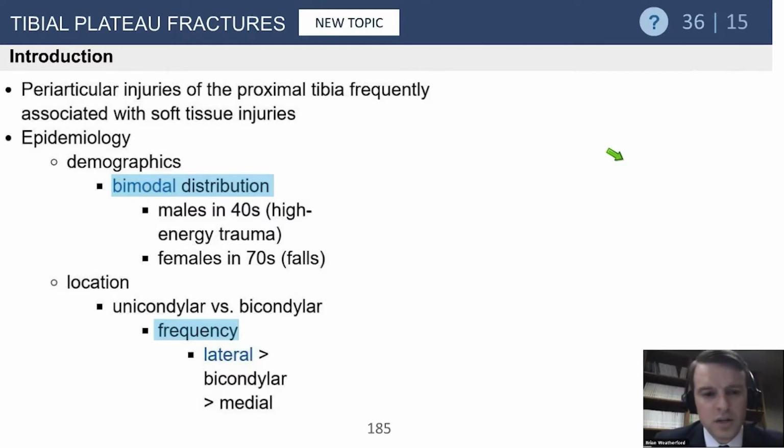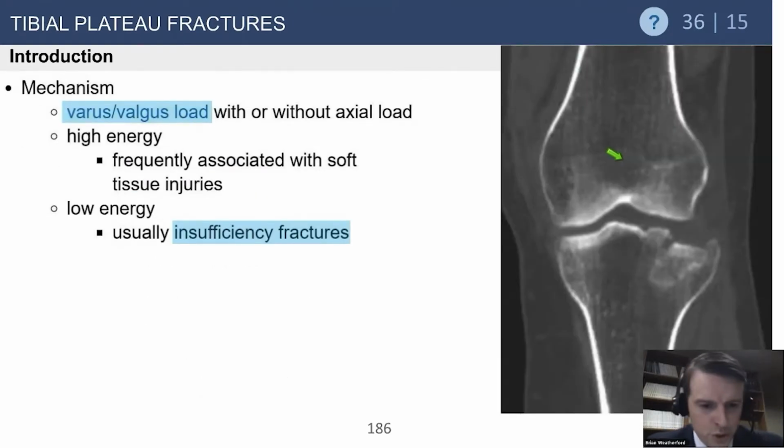We see them in younger male patients, high energy trauma, or in more elderly patients with poor bone quality from a more low energy mechanism. These can be either unicondylar, meaning only one portion of the joint, that would be a B type fracture, or bicondylar. Much more common to have a lateral tibial plateau fracture, again, usually from a more low energy mechanism. The second most common is bicondylar, and the least common is a medial condyle fracture.